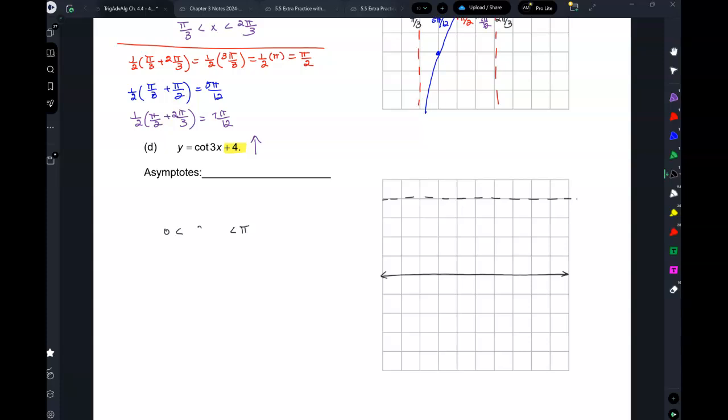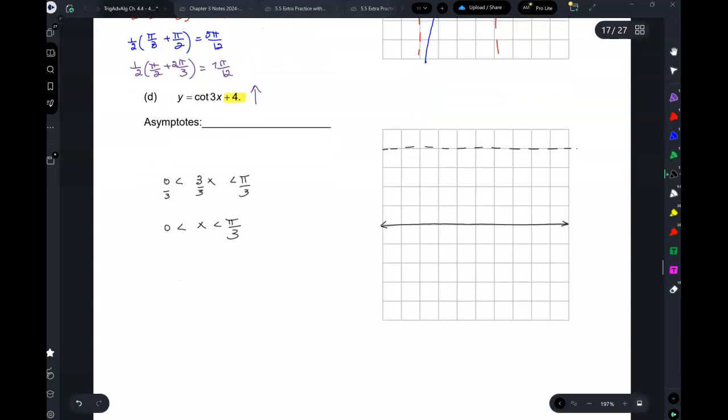From 0 to pi, we put in 3x. Divide by 3. We're going to go from 0 to pi over 3. Where's the actual x-axis? Is it the solid or the dashed? Solid. So that's what I'm going to label, right? I'm going to go from 0 to pi over 3.